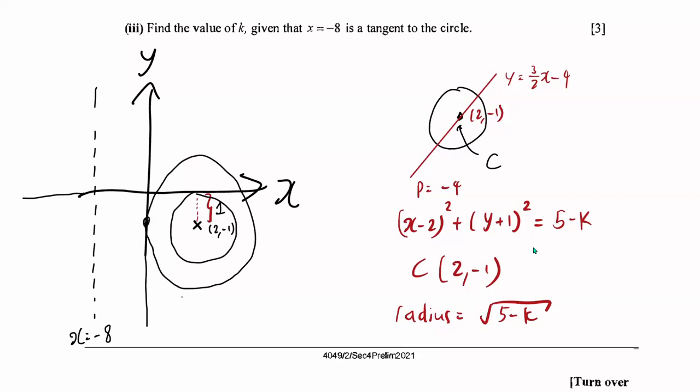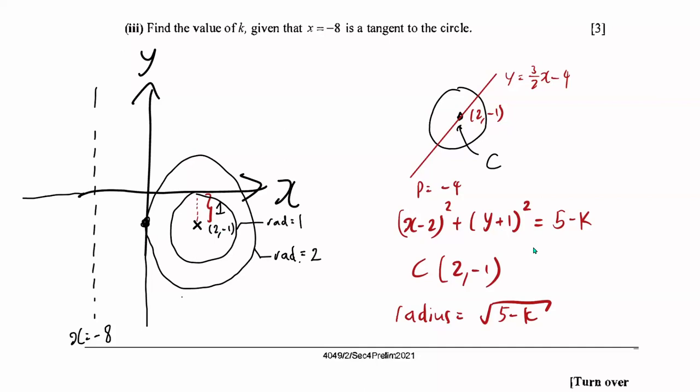Okay, let's say it touches only one point at the y-axis. So what do you think is the radius of the circle right now, with respect to the center? 2. Yes, it has to be 2 because the center is 2 comma -1. Okay, maybe I'll just label this radius. So they touch -8, then the radius is 10.